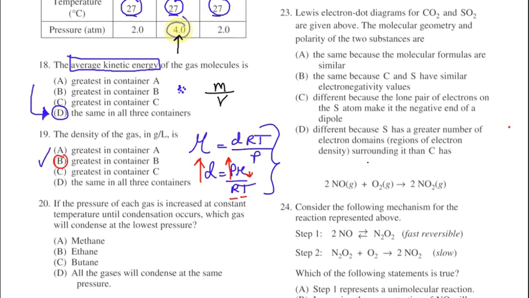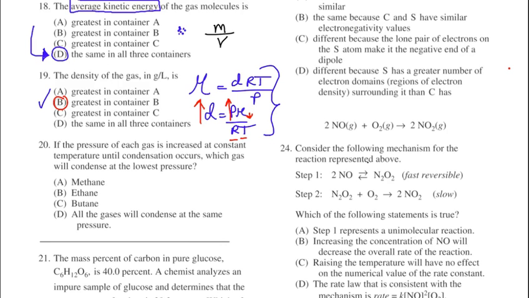So number 20, if the pressure of each gas is increased at constant temperature until condensation occurs, which gas will condense at the lowest pressure? Now, what are they after here? They're after the idea that if you increase the pressure enough, you're going to force these gases closer together until they are forced to attract themselves into a liquid. So we're saying which gas will condense at the lowest pressure, meaning who is going to condense first, right? Because you're going to increase the pressure, so the ones that condense first will do so at the lowest pressure.